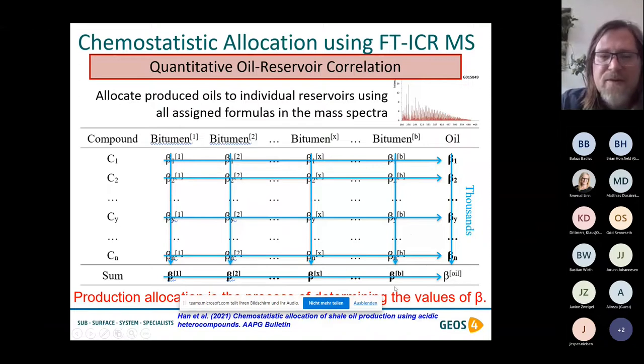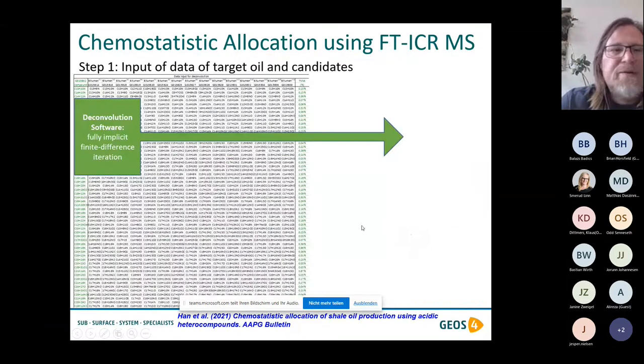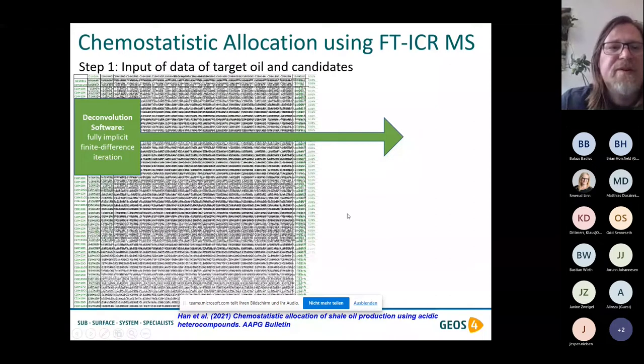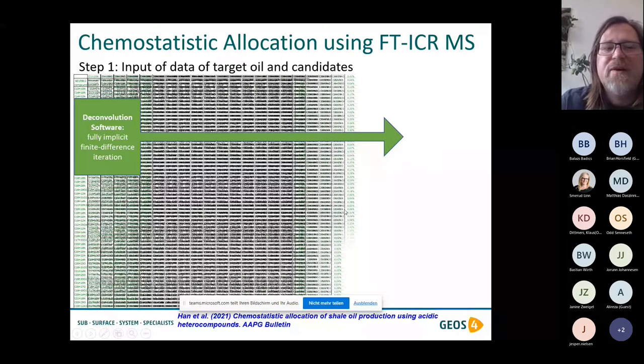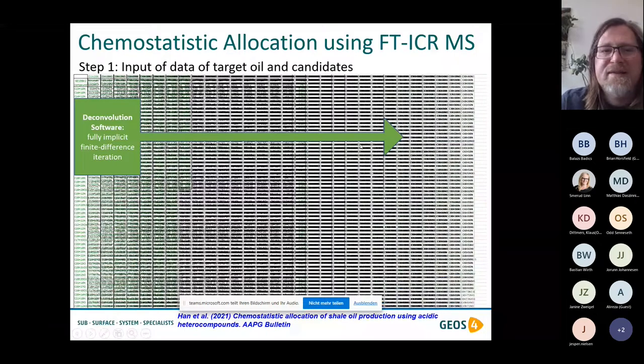so to say it easily, production allocation is the process of determining the values of the many betas here in this matrix. So to really calculate this algorithm, we developed a deconvolution software which utilizes the fully implicit finite difference iteration scheme. And the first step simply consists of input of data, all the data of the target oil and the candidate bitumens.